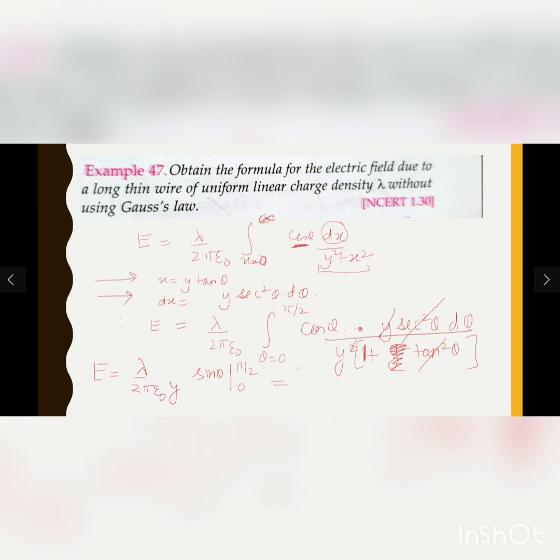So ultimately I am left with the value of electric field as lambda by 2 pi epsilon naught y, which is what we had set out to do. We have found out the expression for electric field due to a wire, which is infinite in nature. Now we move on to another important case.